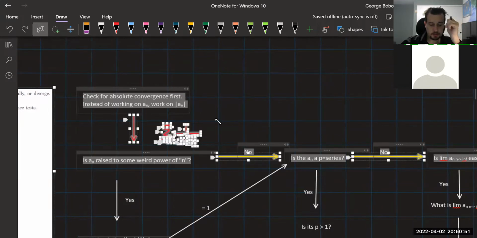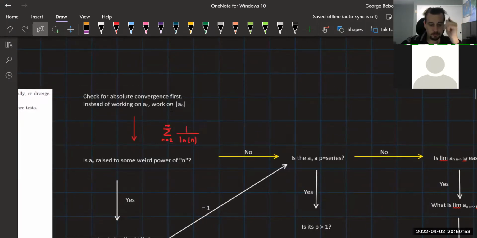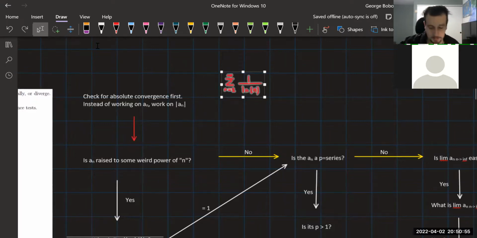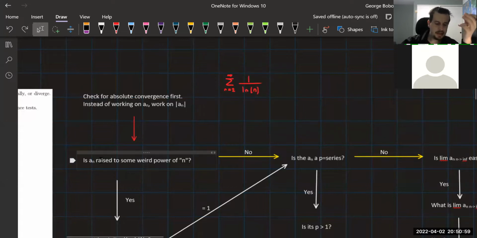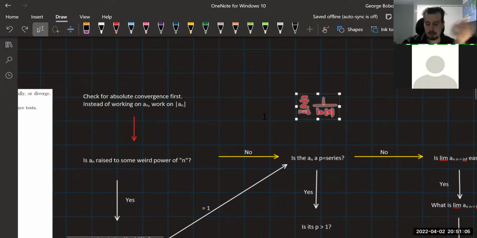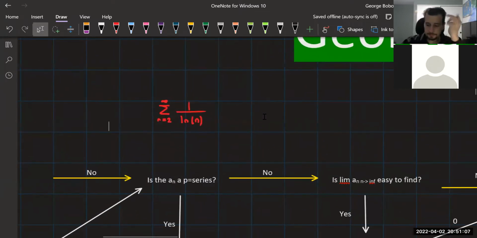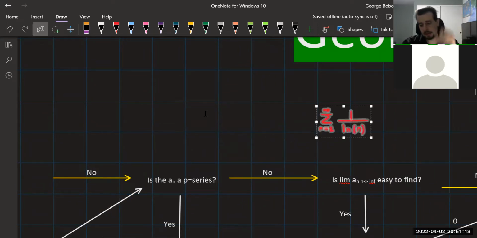Sorry, because the text boxes don't behave well with the writing. So this bit over here is a_n. Is it raised to some weird power? Yes or no? Just yell it out. No. Does it look like a P series? No. That would be 1 over n to some power.